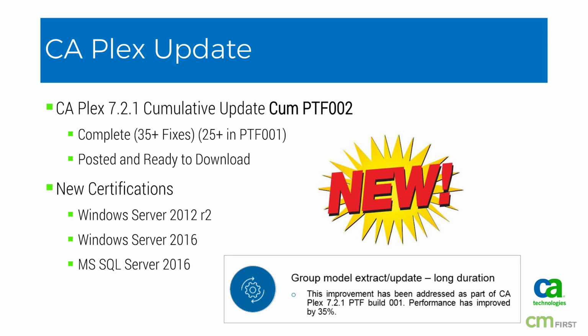We do need everybody on the Plex customers to move towards 7.2.1. Also, remember in PTF 001, there was an important performance enhancement. So if you're still on a 7.1 or a 7.2 and you're struggling with performance on a group model extract or update, with long duration, you're going to see a tremendous benefit by moving to 7.2.1 PTF 002. I don't think PTF 001 is available anymore. It shouldn't be, because this is all cumulative. So that is where you need to be.